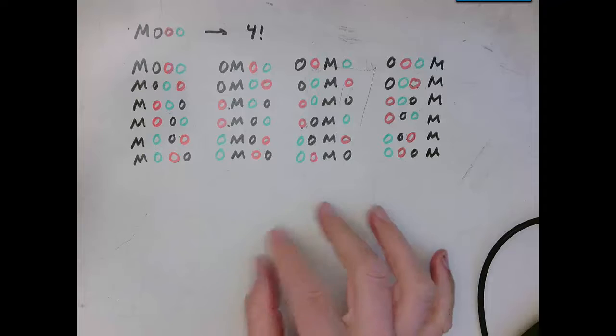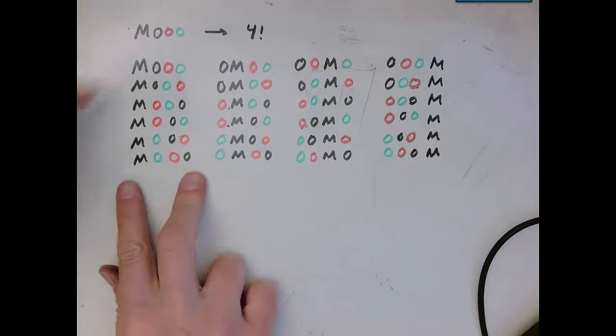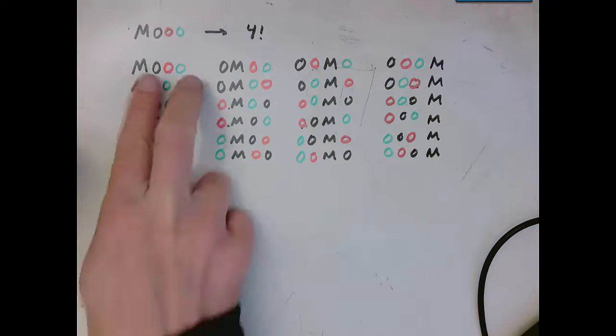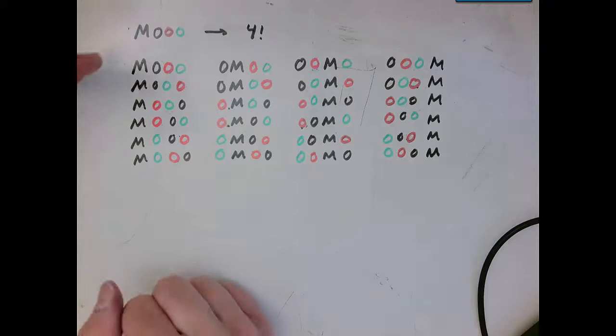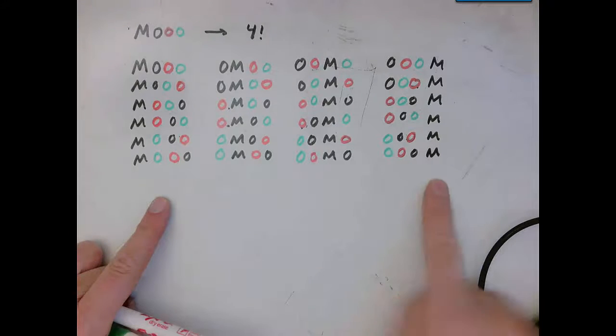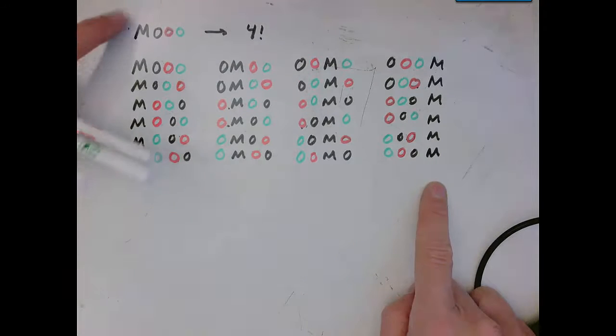I wrote them in a special ordering, which you can tell. Like you can tell that each column, the M is in the same position. So here M is in the first position, second, third, fourth. And then the relative ordering of the O's is the same as you go down the rows. Anyway, you can pause the video and convince yourself. So this is the 4 factorial different ways of ordering the 3 O's.